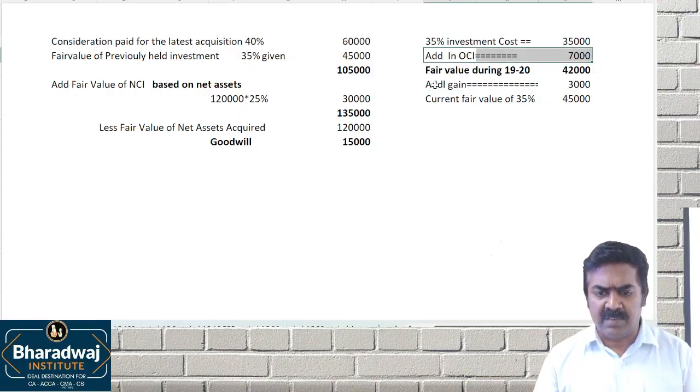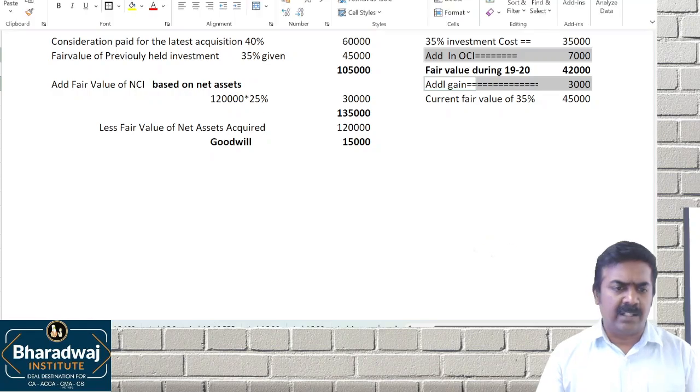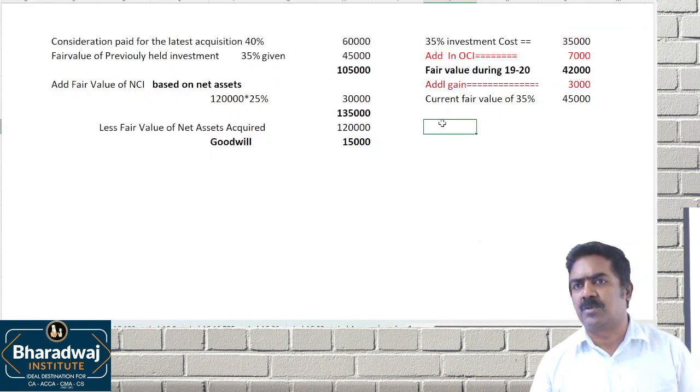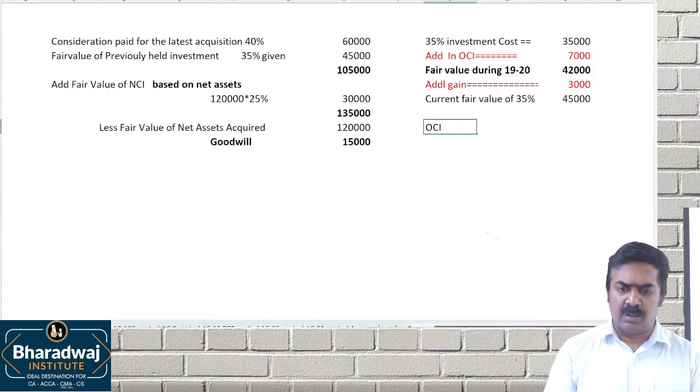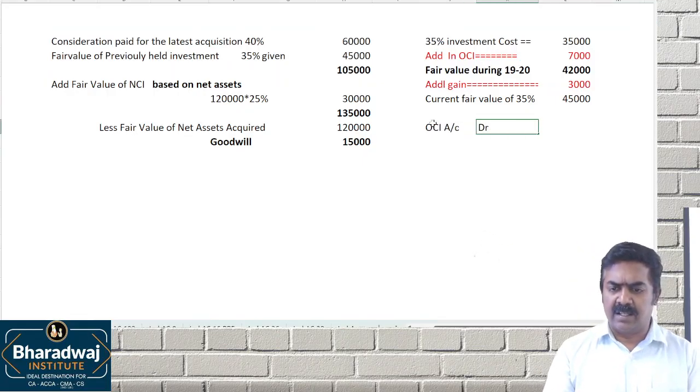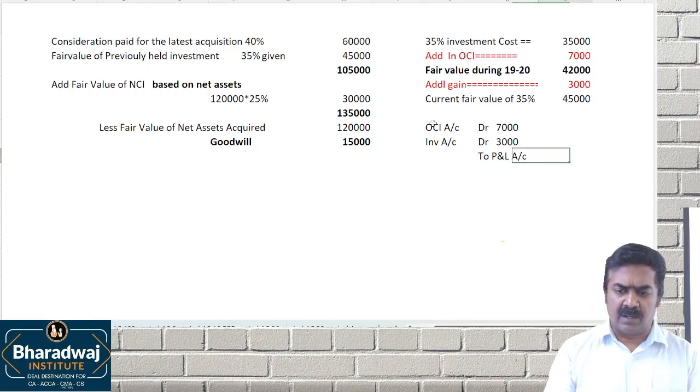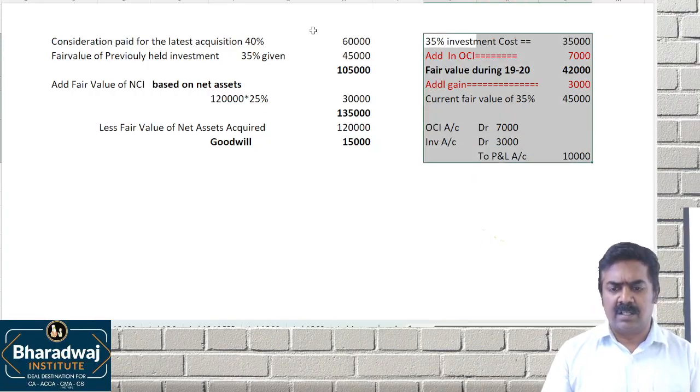This previously recognized OCI and this additional gain, both will be transferred to P&L account. Both will be transferred to which account? P&L account. OCI account debit. Earlier how much OCI have we recorded? 7,000. Investment account debit. Now the increase is how much? 3,000, to which account? P&L account. We can transfer how much? 10,000. This is the treatment for the previously held investment.